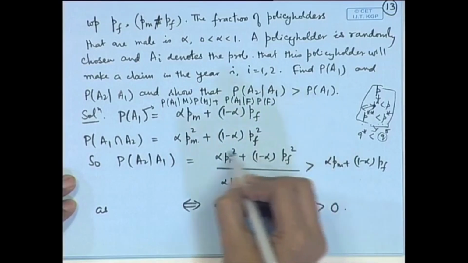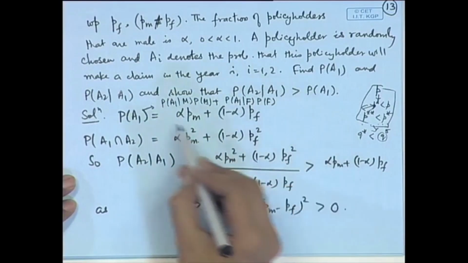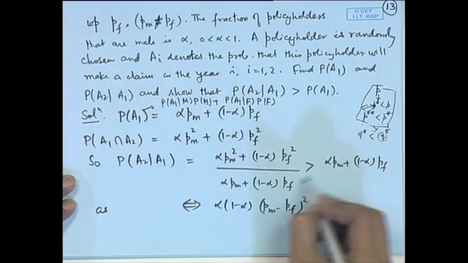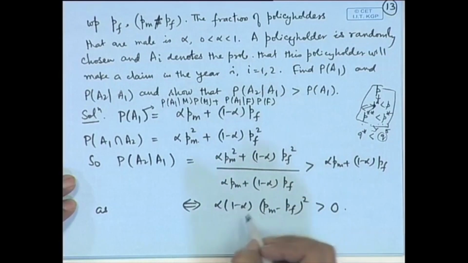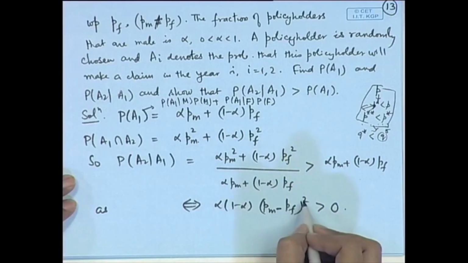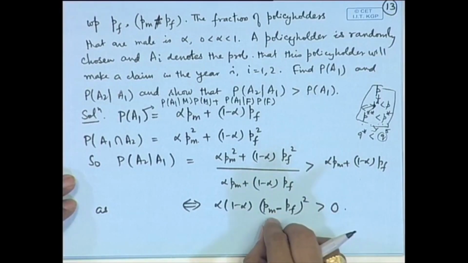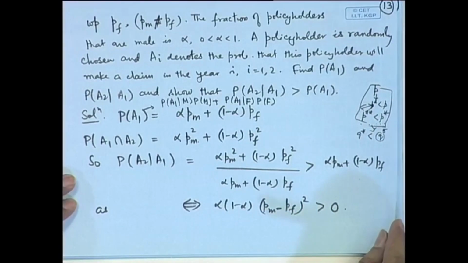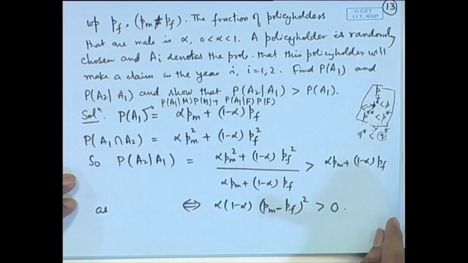Now, this conditional probability is greater than the probability of A 1. You can actually write this expression and simplify, it reduces to alpha into 1 minus alpha into P m minus P f whole square. So, unless P m is equal to P f, this term is strictly greater than 0. In the unlikely case where P m is equal to P f, this will be equal to 0, that means the two probabilities will be the same.